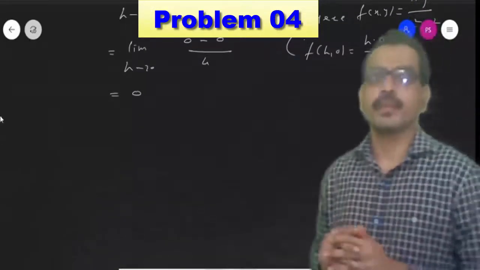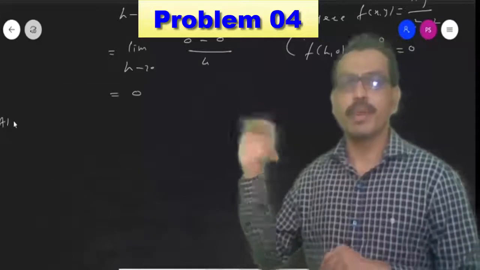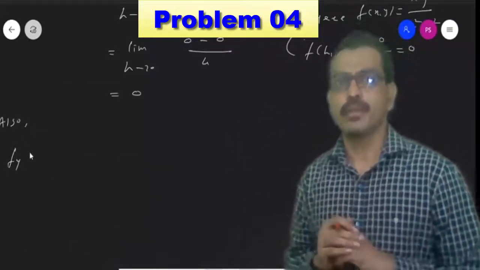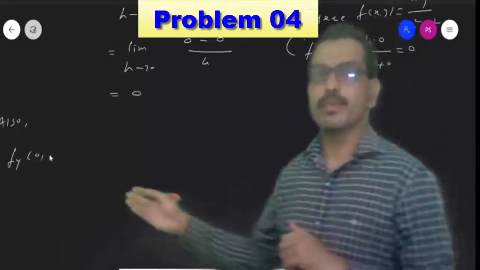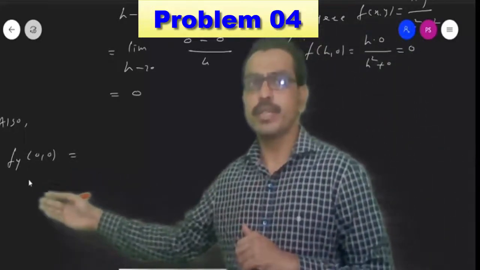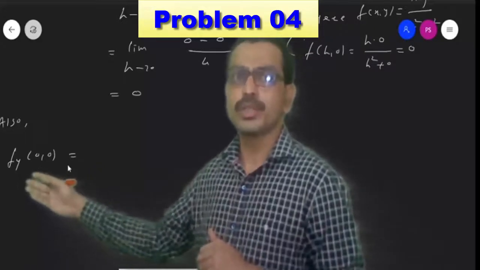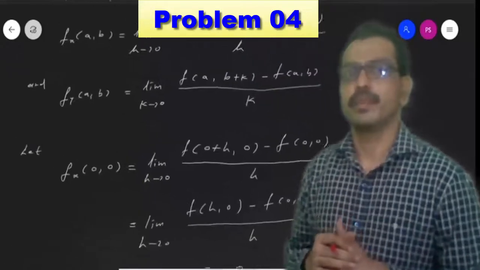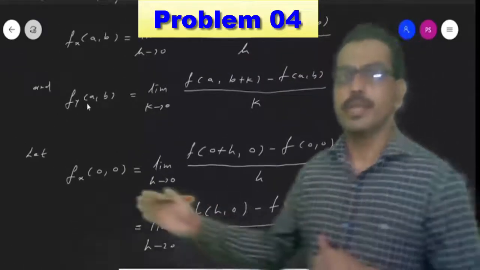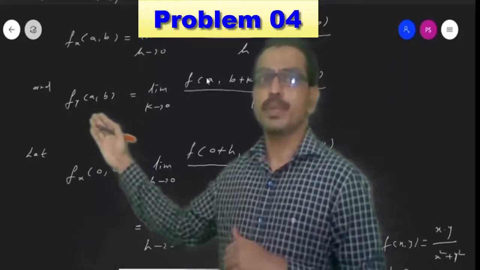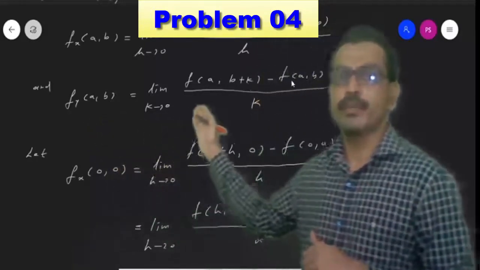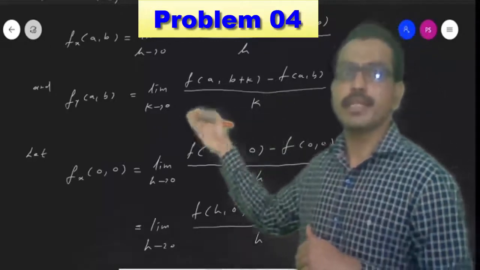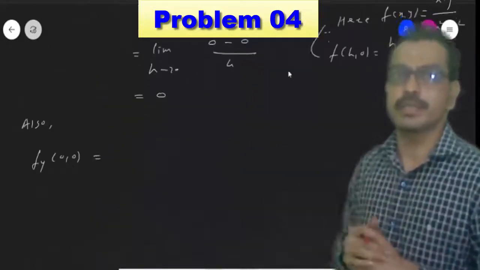Therefore, the partial derivative of the function f with respect to x at the point (0, 0) is 0. Now, find the partial derivative of the function f with respect to y at the point (0, 0). The partial derivative of f with respect to y at a point (a, b) is equal to the limit of f(a, b + k) minus f(a, b), divided by k, as k tends to 0. Here we keep a constant.